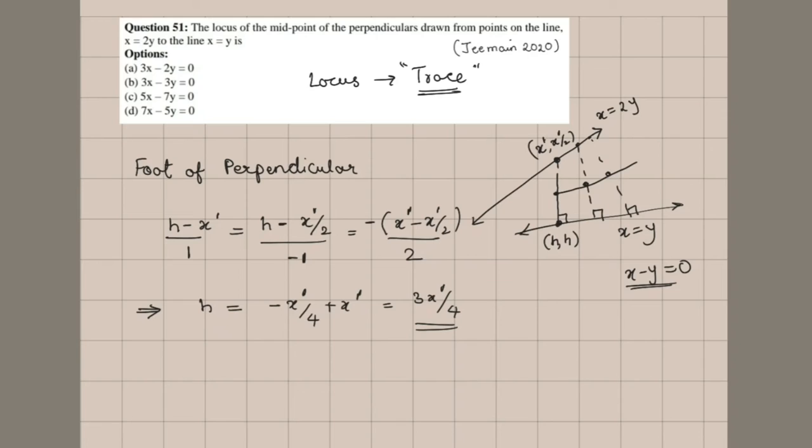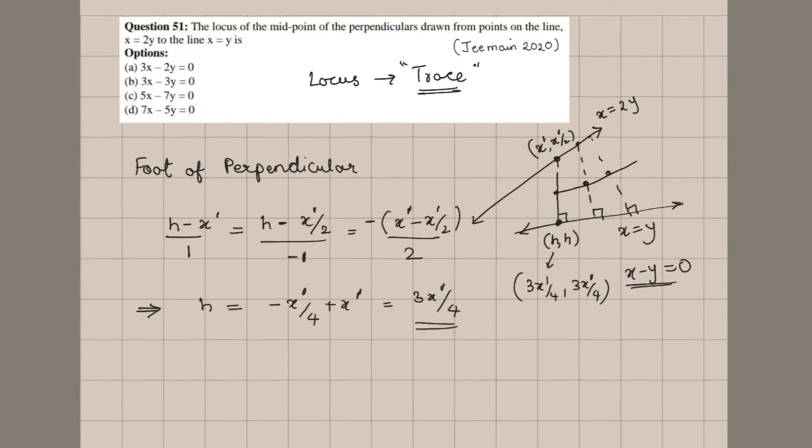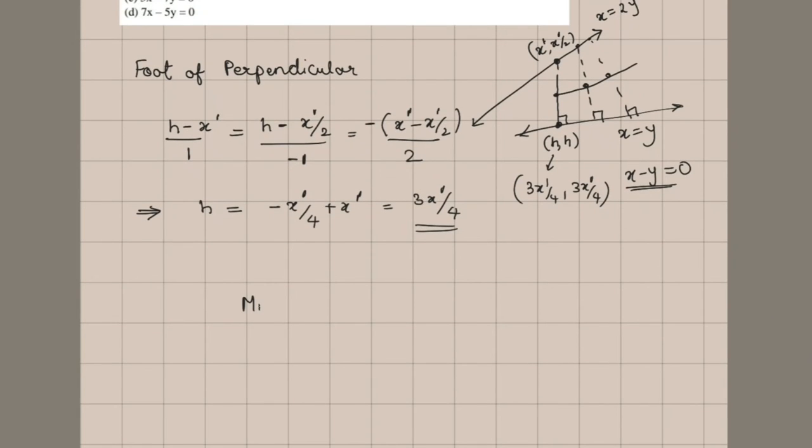So we know this point, which is 3x' by 4 comma 3x' by 4. Now we need to find the locus of the midpoint of these two, x' comma x' by 2 and h comma h. So the midpoint is, you know, x1 plus x2 by 2, y1 plus y2 by 2. So x' plus h by 2 comma x' by 2 plus h by 2.